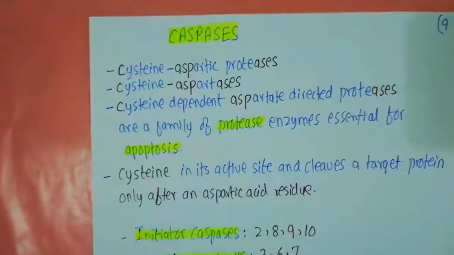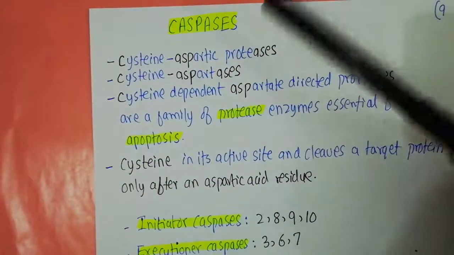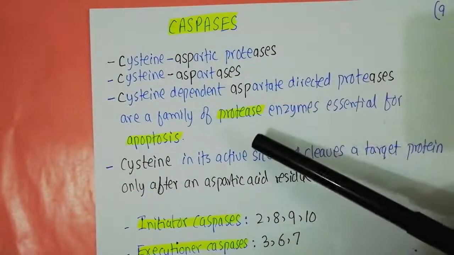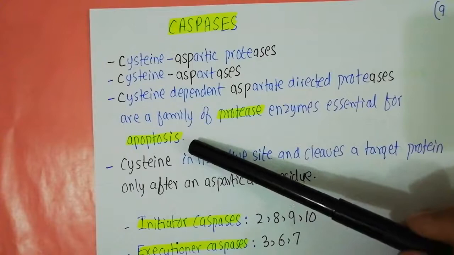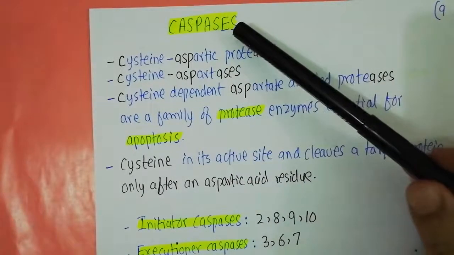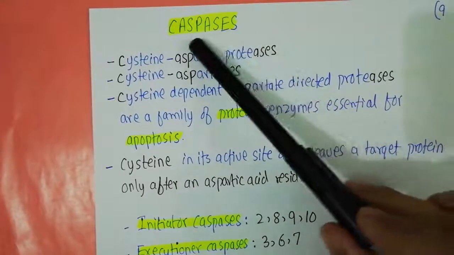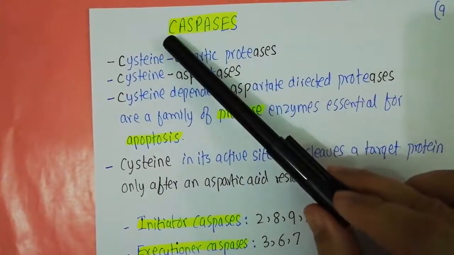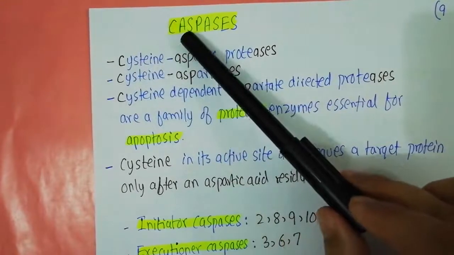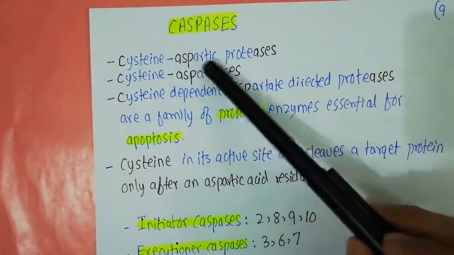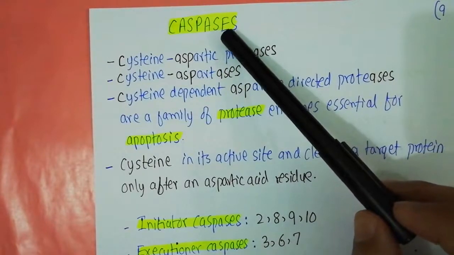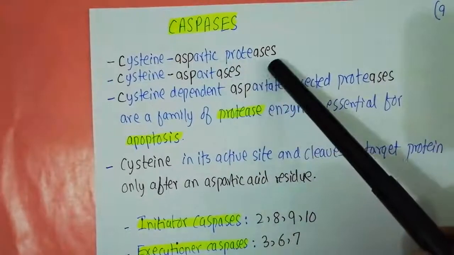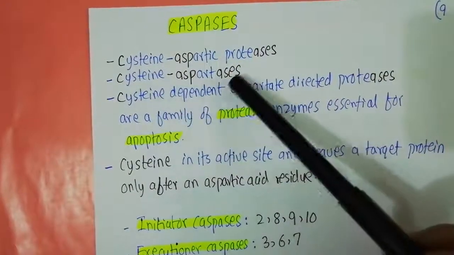Now in this video I want to talk about the caspases. What are these caspases? These caspases are a family of protease enzymes, and they are very essential for the process of apoptosis. Now if you look at the name from where this term caspase comes, this C is for the cysteine, this ASP is for the aspartate, and this ASE shows that this protein is enzyme in nature. So these are the cysteine aspartate proteases, or the cysteine aspartases.